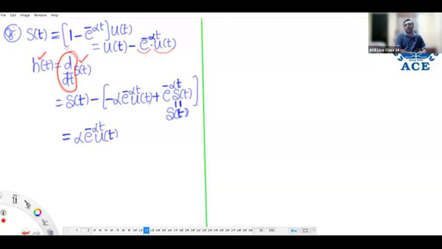Mathematically, you can enjoy that formula. In controls also, when you are learning state space, there we are solving differential equations by using integrator, adder, multiplier.